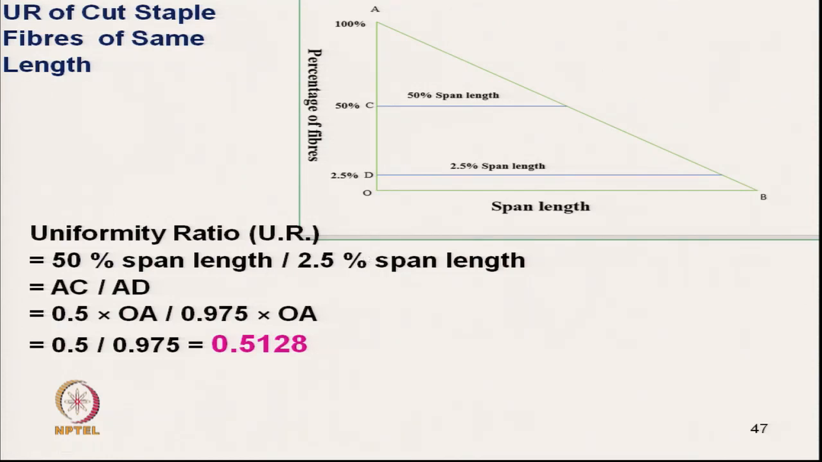So, we can see that for cotton, the maximum uniformity ratio we can reach is about 50%, and for cut polyester of equal length, theoretically we can reach a maximum of 0.5128. We cannot go beyond that. This is the value we are getting.